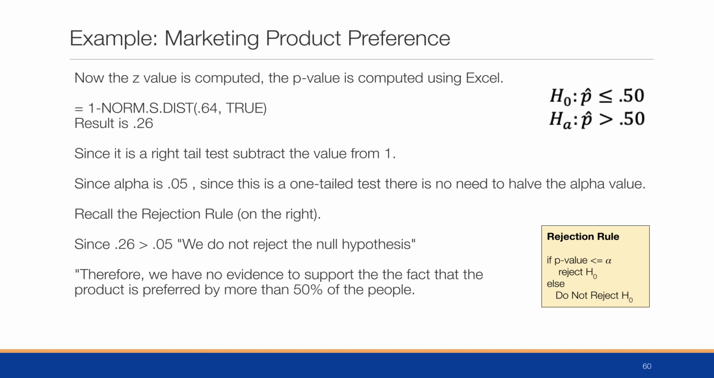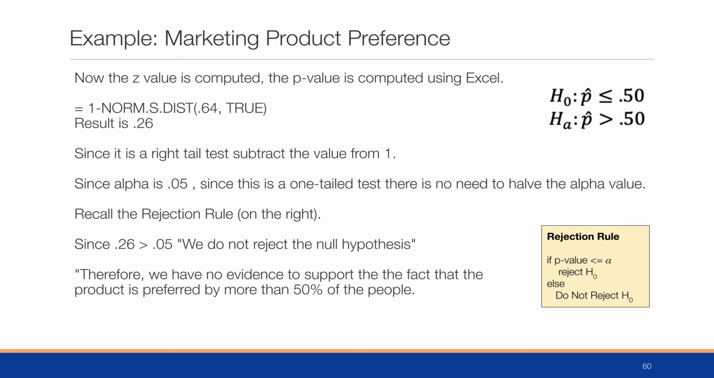Since the alpha is 0.05, this is a one-tail test. There's no need to halve the alpha. So recall our rejection rule, which we have here on the right. Since 0.26 is greater than 0.05, we do not reject the null hypothesis. Therefore, we have no evidence to support the fact that the product is preferred by more than 50% of the people.